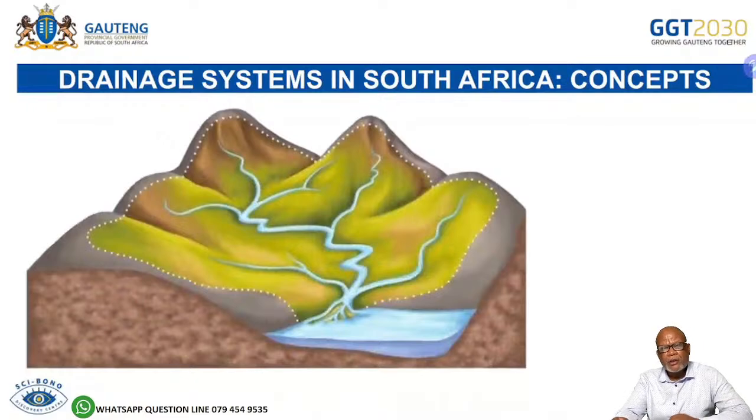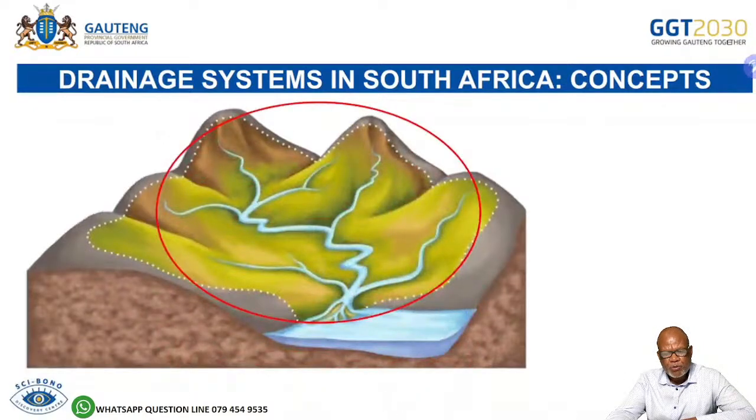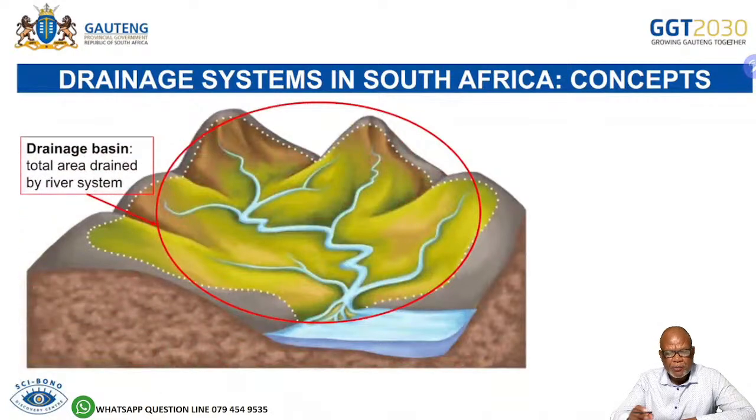Let's look at the drainage basins now. This is our content. What are we looking at here? This is the drainage basin. So this entire area here is called a drainage basin. So what is a drainage basin? It is the total area drained by the river system. So what do you have here? You have the entire area, and this is what we call a river system, because you can see many streams here that come together. They make what we call a river system. So a drainage basin is an area drained by the river system.